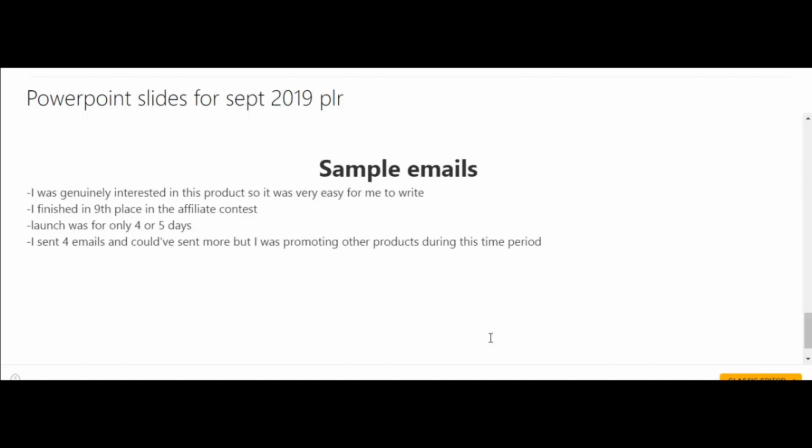As I said in the previous video, I was genuinely interested in this product, so it was very easy for me to write. I finished in 9th place in the affiliate contest, and the launch was for about 4 to 5 days. I sent 4 emails, and I could have sent more, but I was promoting other products during this time period. Now let's go ahead and take a look at the emails that I wrote.